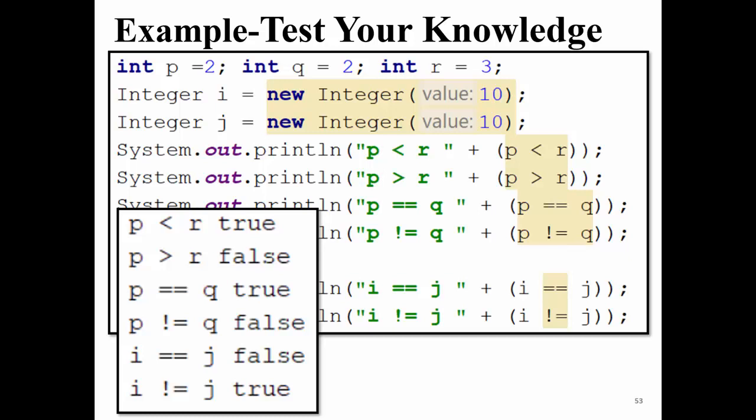So what is the internal state of I? It is 10. What is the internal state of J? It is 10. But I'm not looking at that for equivalence. When I say I is equal to J, I am asking the Java compiler whether J and I are at the same address in memory. So it will return false. But if I ask if I is not equal to J, yes, that's true because they are two different objects.